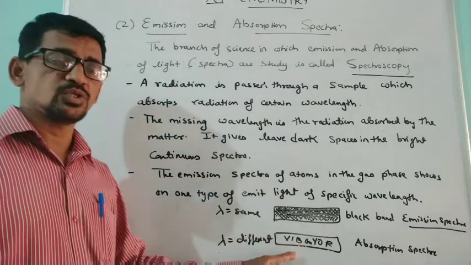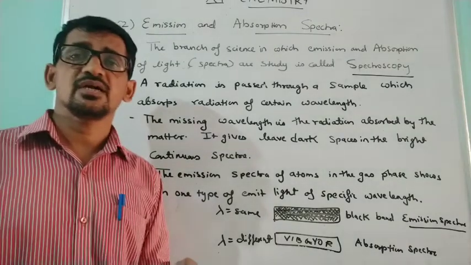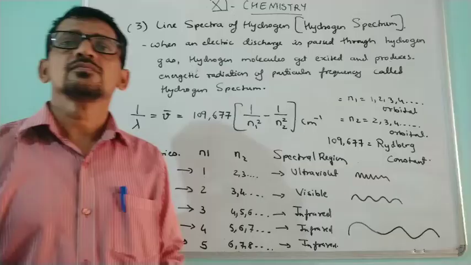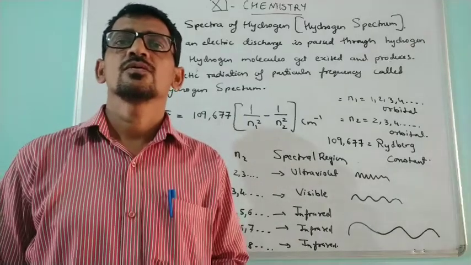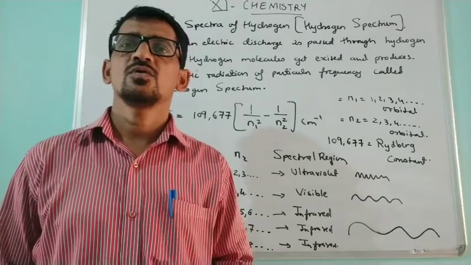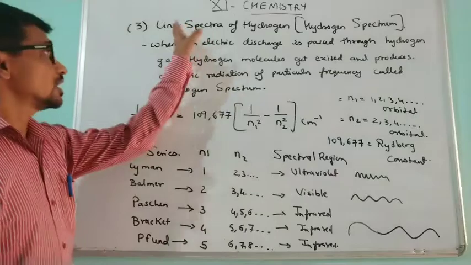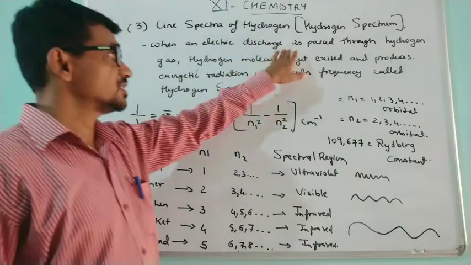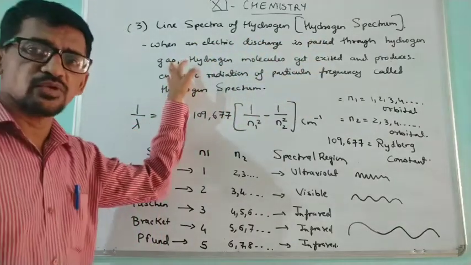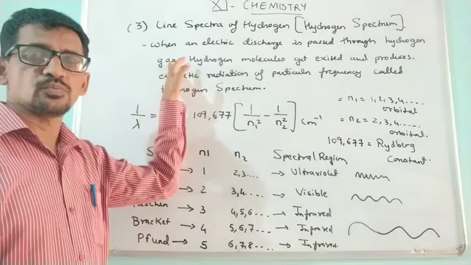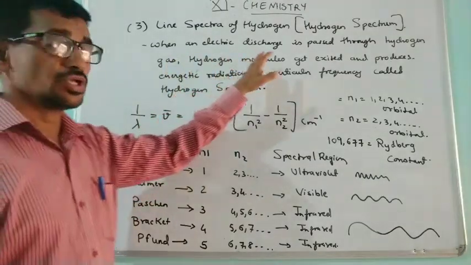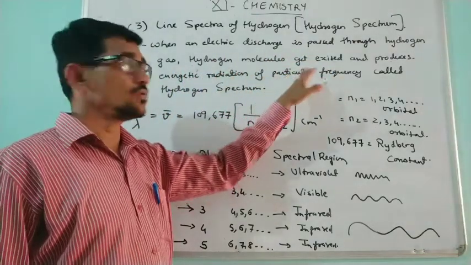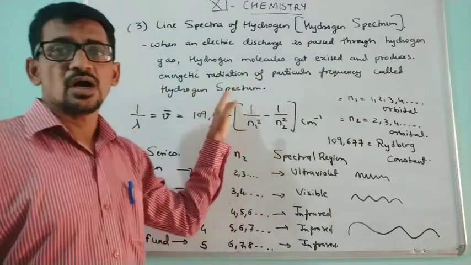Third topic related with this spectra is hydrogen spectrum. Line spectra of hydrogen is known as hydrogen spectrum. When an electric discharge is passed through hydrogen gas, as previously we have studied in the hydrogen gas discharge tube, hydrogen molecules get excited and produce energetic radiation having particular frequency, that is known as hydrogen spectra.